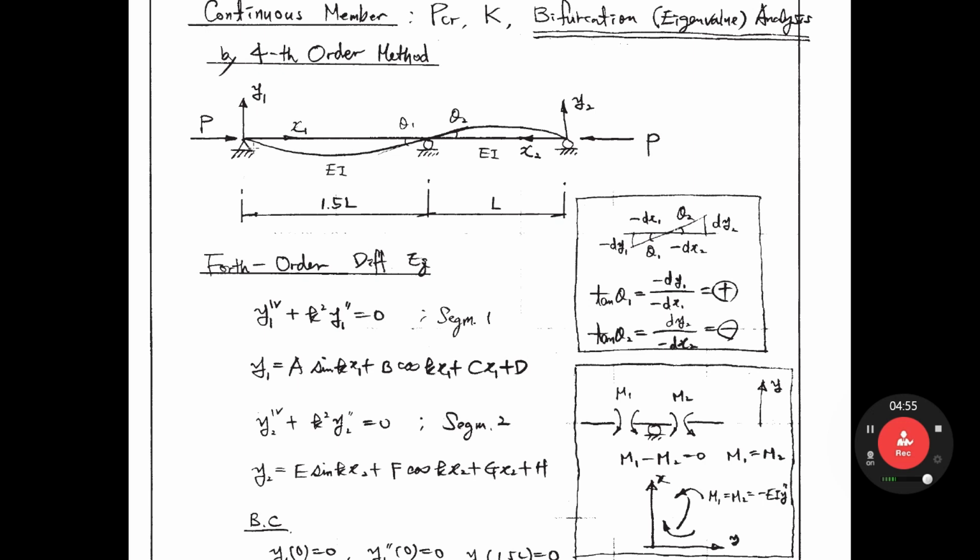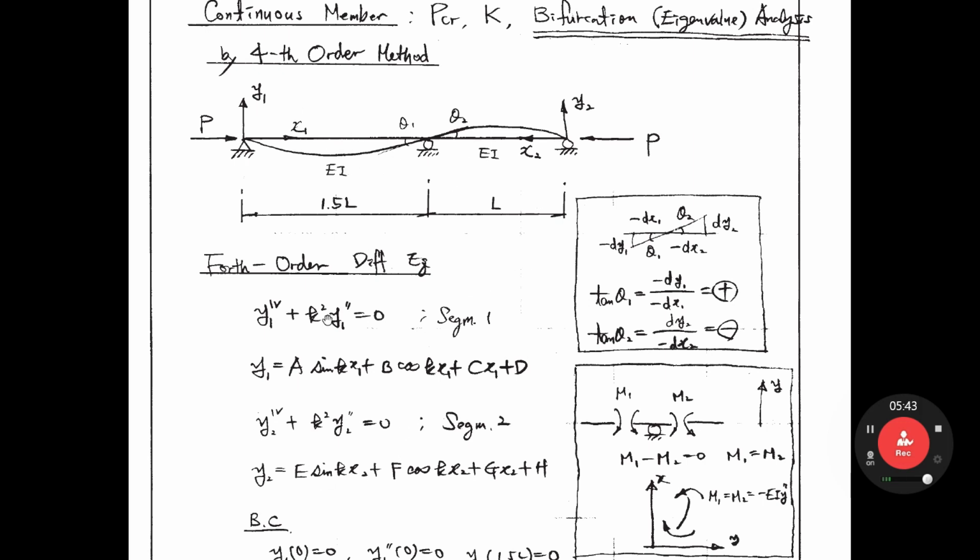For the left-hand side member, the coordinate system has x1 in this direction, and then y1 in this direction. And for the right-hand side member, we have another, different, independent coordinate: x2 in that direction, y2 in the upward direction. So we have two different coordinates. In order to solve this problem easily, we use different coordinates.